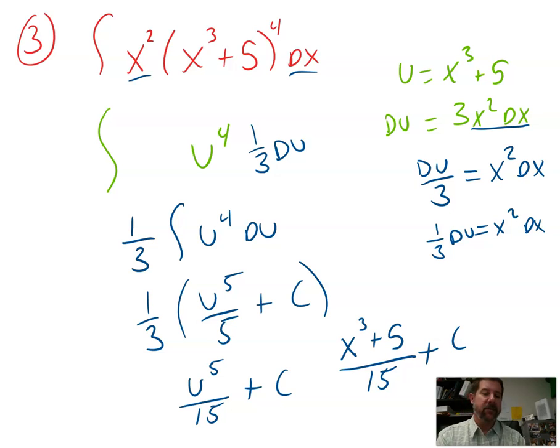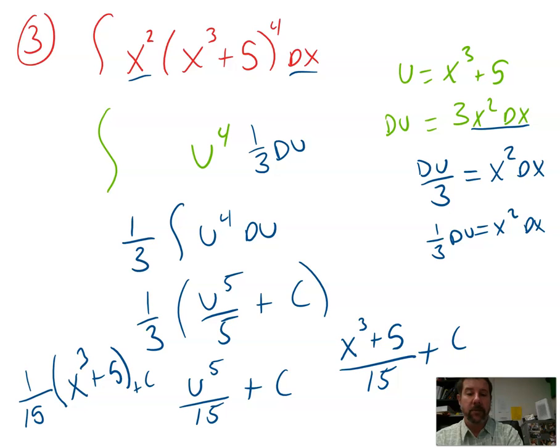I'm not sure I've been writing my answers. You might also see this as 1 over 15 times x cubed plus 5, to the 5th. You know, running out of room, but plus c. Okay, that's another way you could totally see this answer as well. Both these things are the same thing. And you should be able to write your answer in either form. All right, one more quick one, and we are done for today, boys and girls.